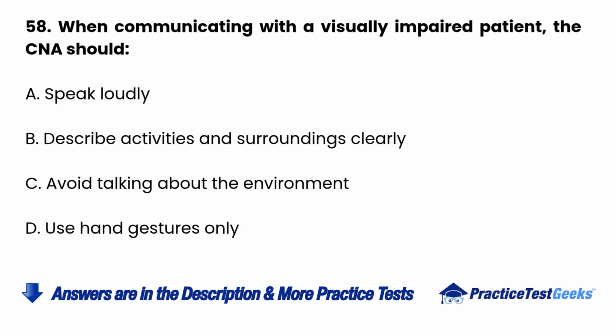58. When communicating with a visually impaired patient, the CNA should: A. Speak loudly. B. Describe activities and surroundings clearly. C. Avoid talking about the environment. D. Use hand gestures only.